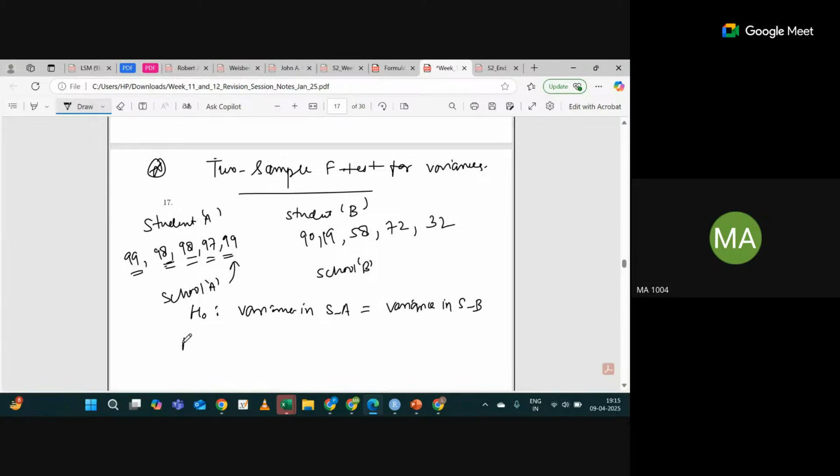And what will be your alternative? Variance in school A is not equal to variance in school B. Is this clear? Some rough idea? Yes, sir.